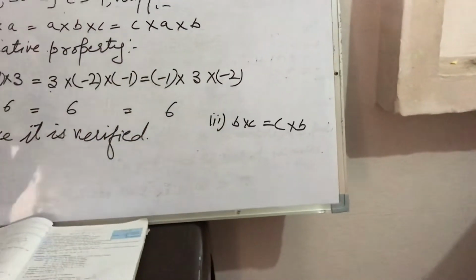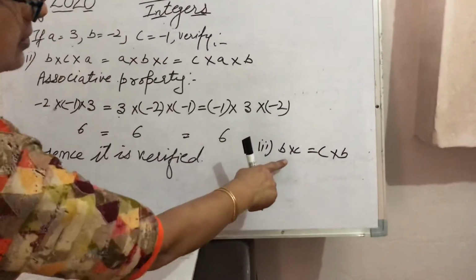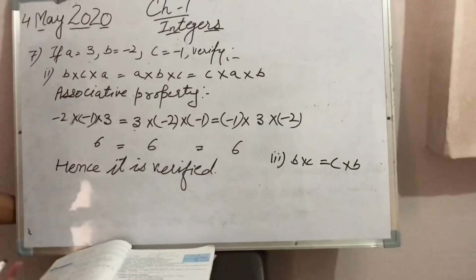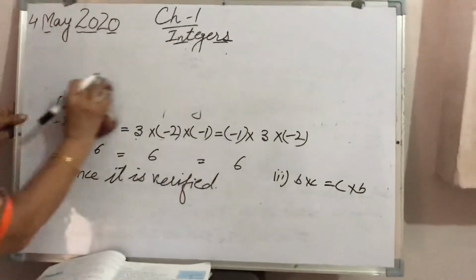What is the difference between the commutative and associative property? If only two integers are there, this is the commutative property. If more than two integers are given, this is the associative property. So next, question number 8.